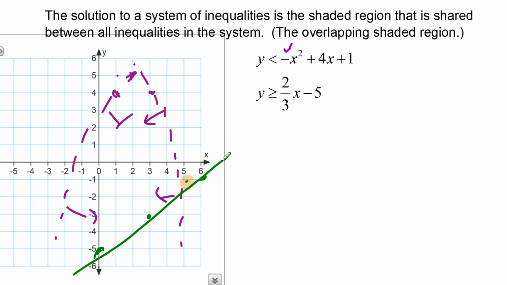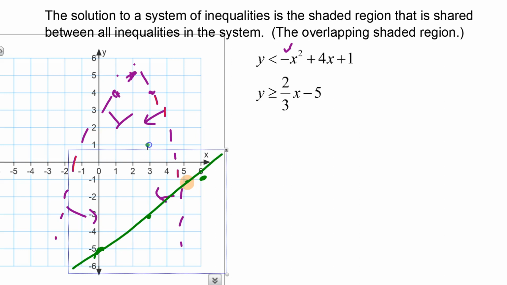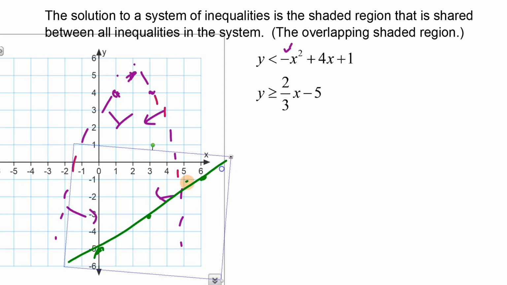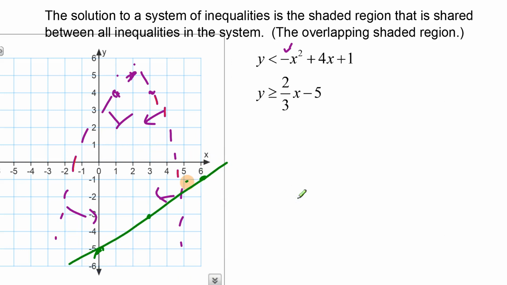Now, would you agree that I was a little bit cavalier in my approach to this, because I didn't even consider whether it was dashed or solid? I got really lucky because it was greater than or equal to, so it should be a solid line.